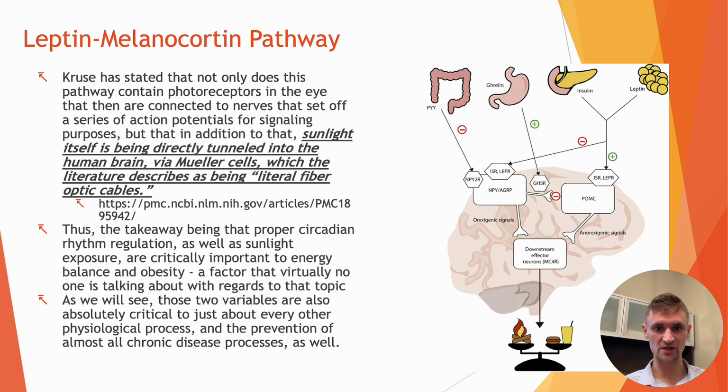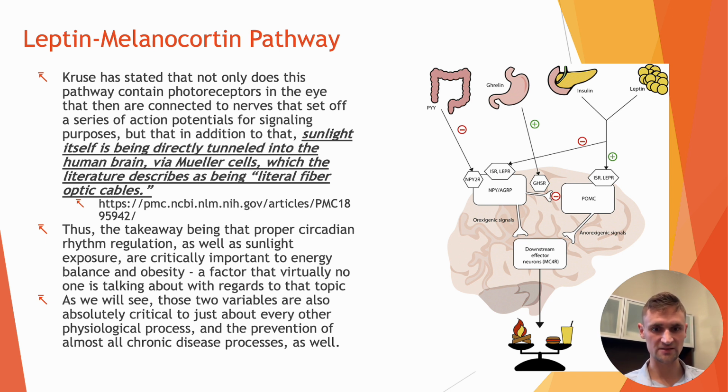And what's interesting is that Dr. Kruse has stated that not only does sunlight hit photoreceptors in the eye, which then transduce the signal through nerves that go to different parts of the brain, but in addition to that, sunlight itself is actually being directly tunneled into the human brain via these Mueller cells, which are literally fiber optic cables and have been described in the literature as being such.